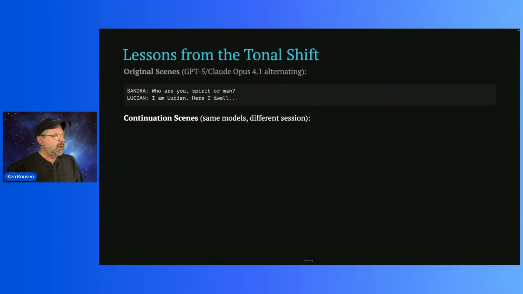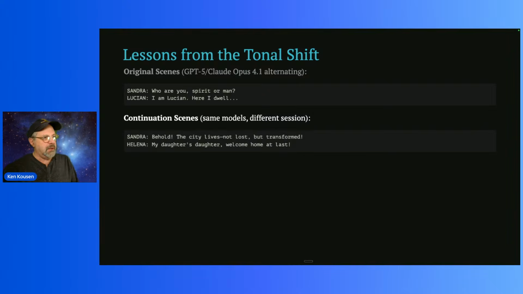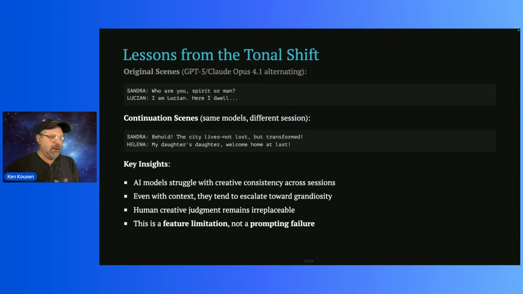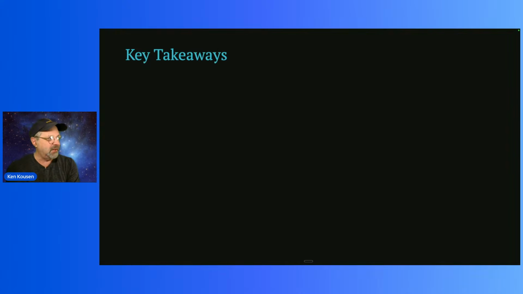So you're able to get the original scenes and then continuation scenes, same models with a different session. You get different names and everything. The AI models, the two models had very different styles, partly, but I could probably work on that. Even with the context, they tended to be grandiose, but these are large language models and they know they're working on an opera, so everything to them is grand opera. It's all Aida, right? But that's probably a feature. Now the human judgment is still really required on this stuff, to tell it that sort of thing.